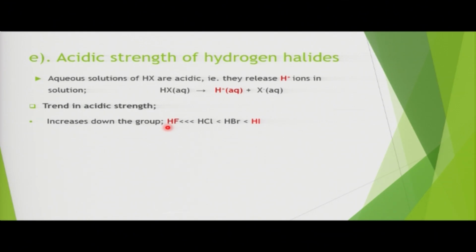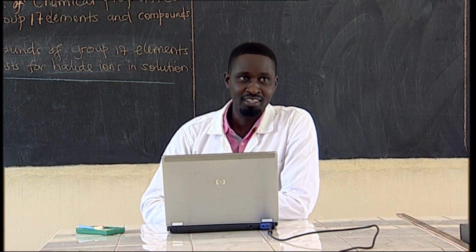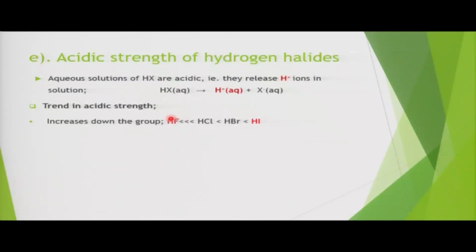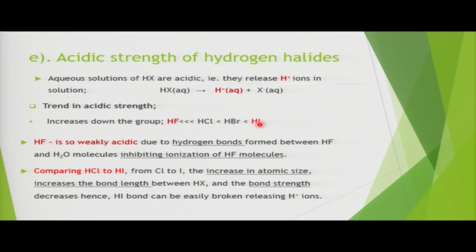Of course, if you look at this trend, hydrogen fluoride is a super weak acid compared to the rest of the three. Any guess? Make a quick guess. Why is hydrogen fluoride extremely a weaker acid compared to the rest? Look at these signs. They indicate this is way, way weaker than these three. It goes into the intermolecular forces of attraction and the bond strength itself.